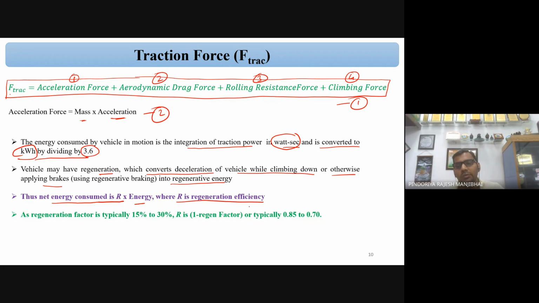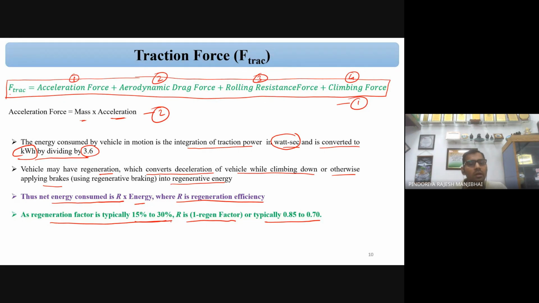So, how much energy can we recover from regenerative braking? That is the most important question. The regeneration factor is typically 15 to 30%. R is the regenerative factor, otherwise typically 0.85 to 0.70, correct? So we can say that normally we can convert only 50 to 30% into regenerative energy. So you can see we have only 50 to 30% recovered energy.